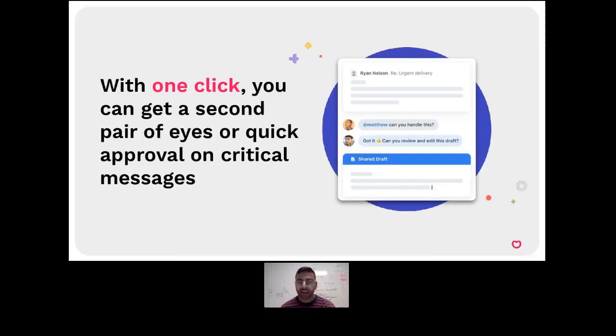Shared drafts, another really cool feature that will save your team a ton of time and also a ton of mistakes. With one click, you can get a second pair of eyes or quick approval on critical messages. Say you have a new teammate and you want them to get back to Ryan, and they're not really sure how to respond or what to say.